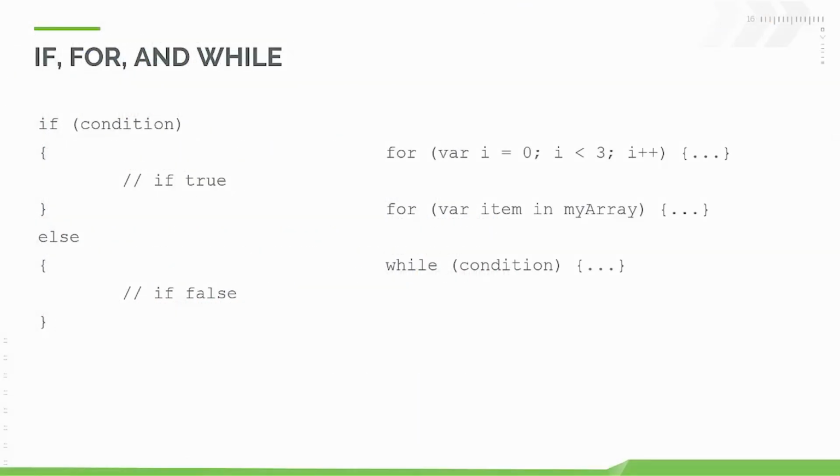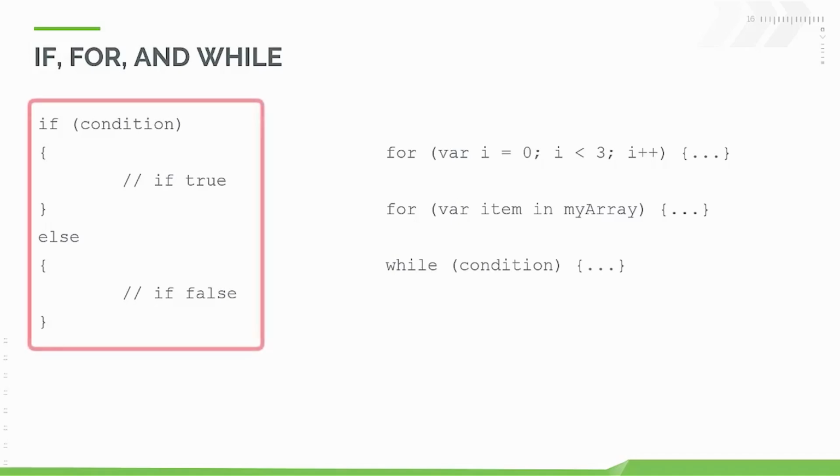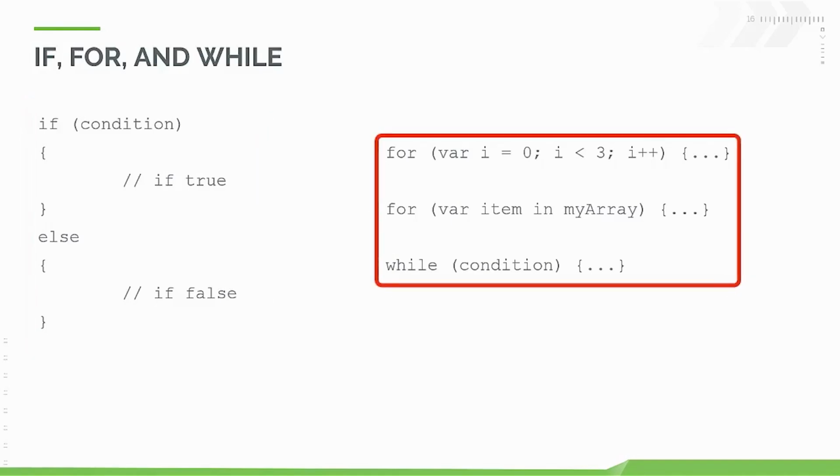If, for, and while are all branching statements. This means they segment an area of code that only executes under certain conditions. If is a one-time execution, whereas for and while statements loop until the condition is no longer true.